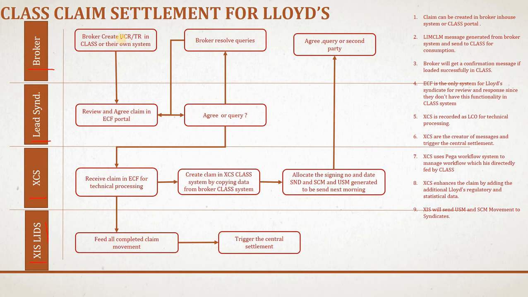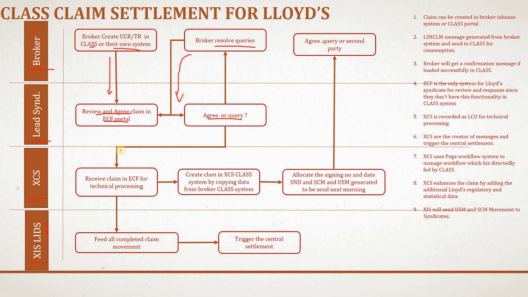So the process starts here. The broker creates the unique claim reference or transaction in class or their own system. After creating the transaction, they will send the information to the ECF portal, where the lead syndicate will review and agree the claim. Say, if they have any query, they will send it back to the broker, and the broker will resolve the query, and then it will come back to the same process again.